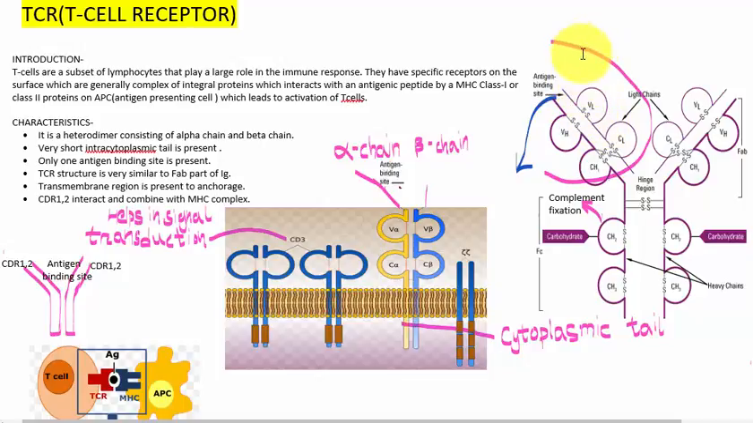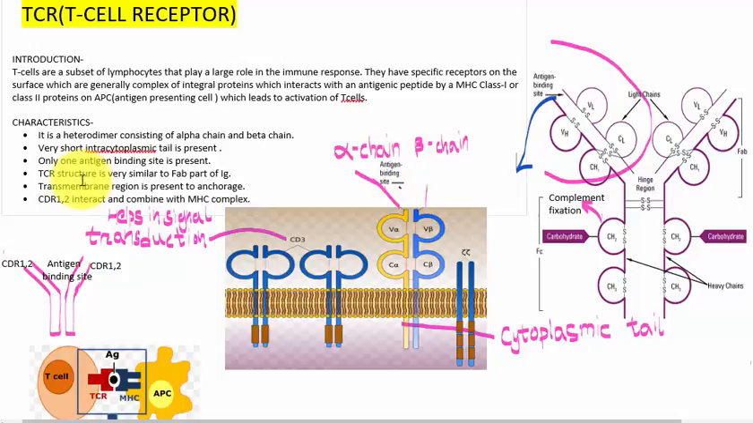So if you just take this part, only the Fab part, and place it over a T cell, then it becomes the T cell receptor. The only difference is that here there is one heavy chain and one light chain, while in the TCR there is the alpha chain and the beta chain. So the next point is that only one antigen binding site is present. In an immunoglobulin there are two antigen binding sites, this is one and this is another. But in the TCR, only one antigen binding site is present.